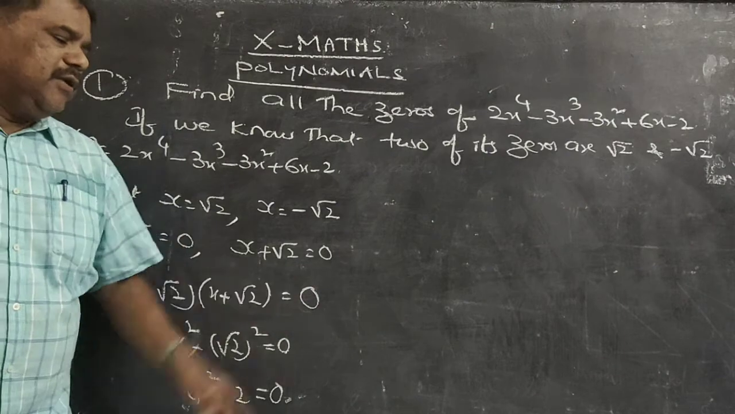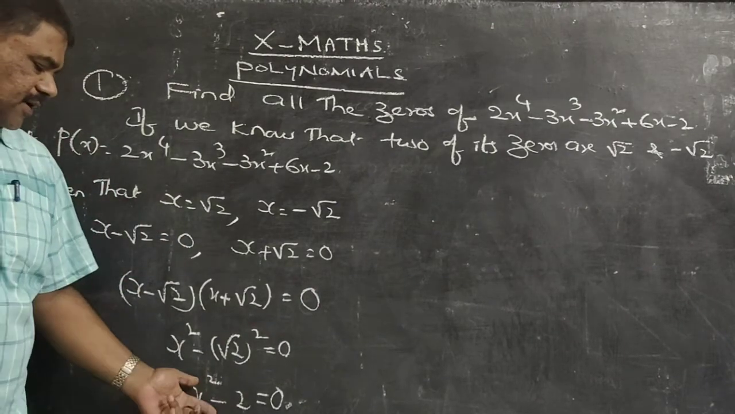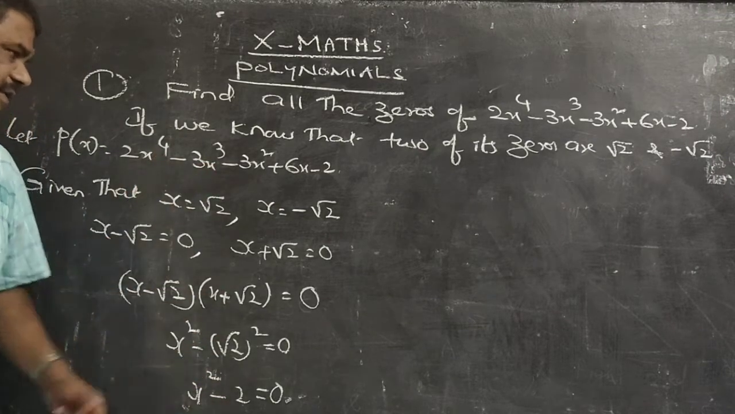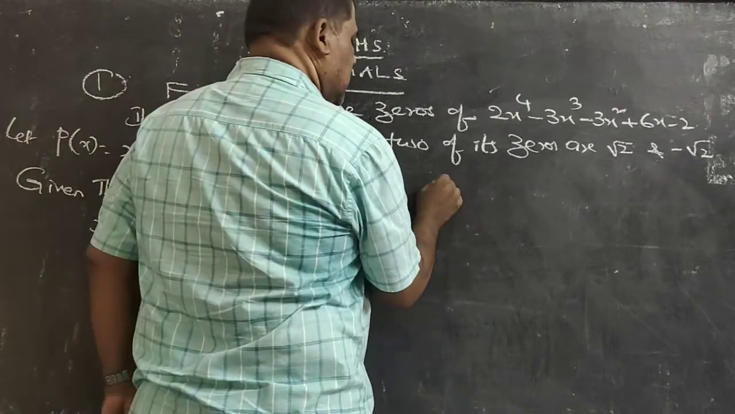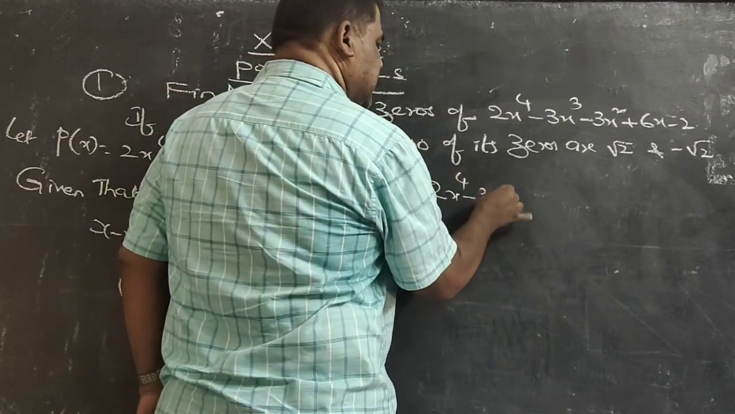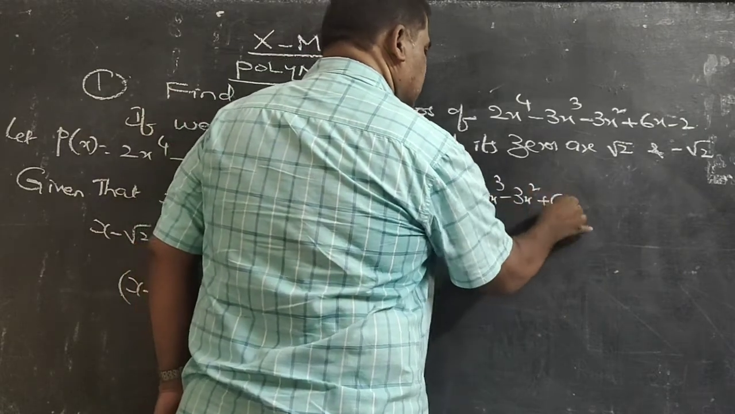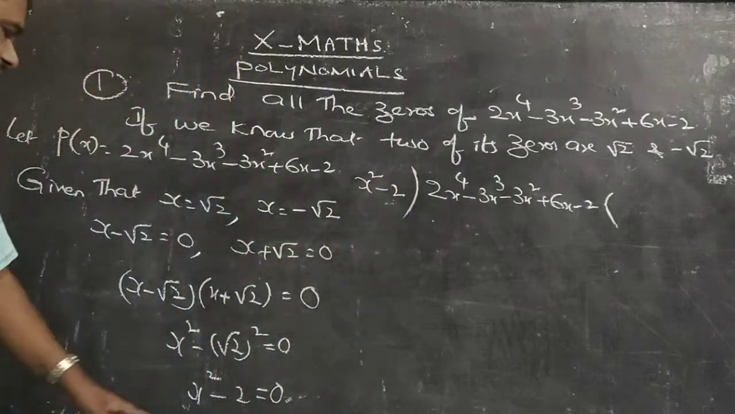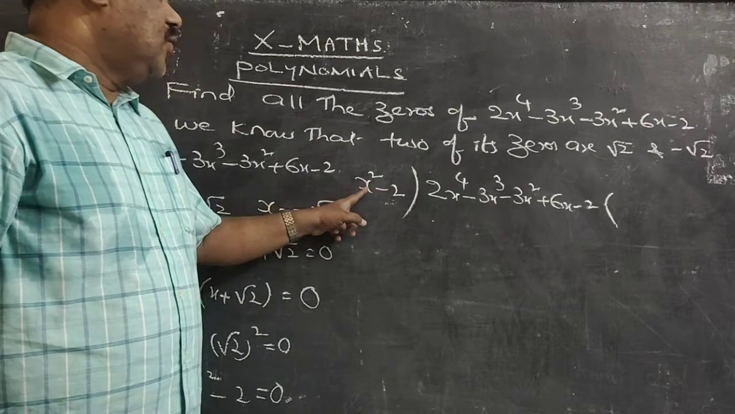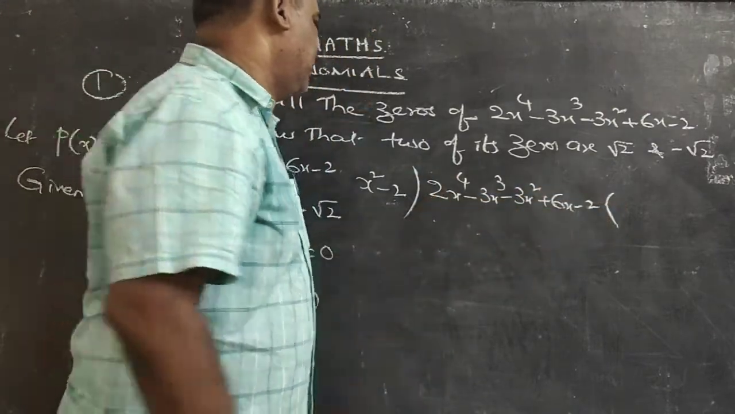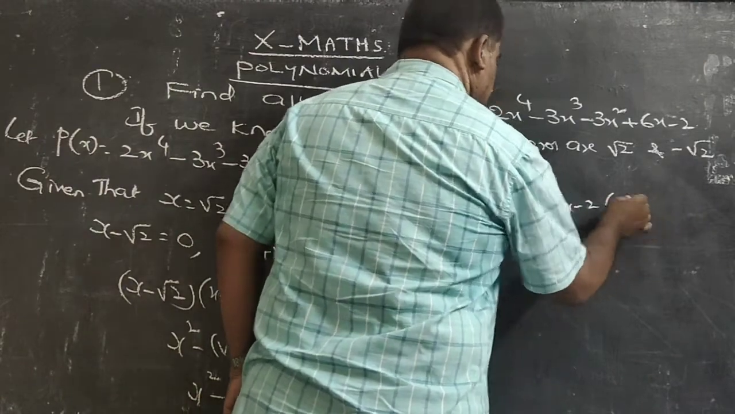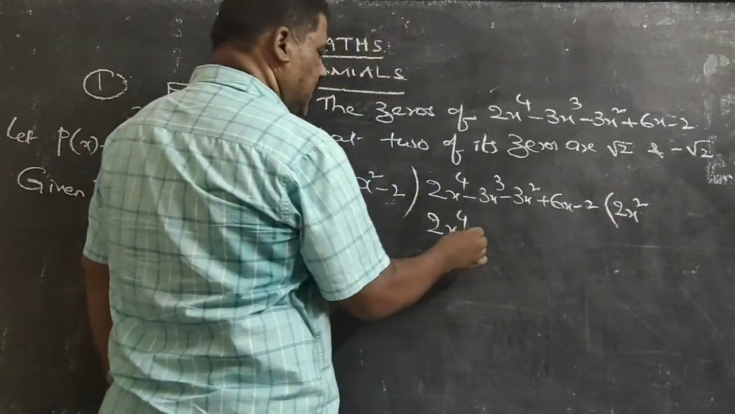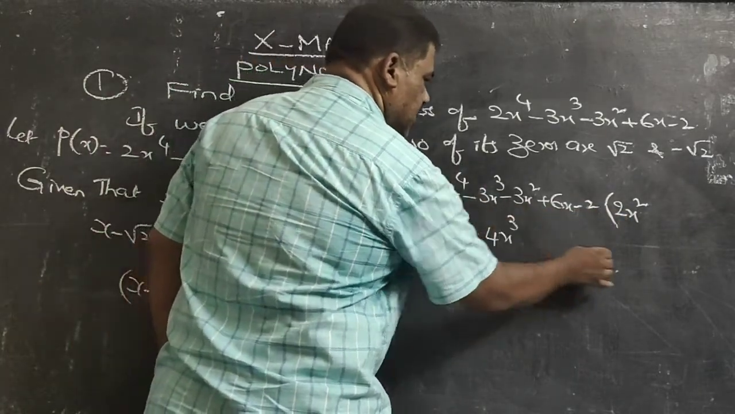Now using the two values given, here we got a polynomial. If this is p of x, let us suppose this is g of x. Divide the given polynomial with this: 2x to the power 4 minus 3x cube minus 3x square plus 6x minus 2, divided by x square minus 2. x square into how much is equal to 2x to the power 4? It is 2x square. 2x square into x square is 2x to the power 4. 2x square into minus 2 is minus 4x square.